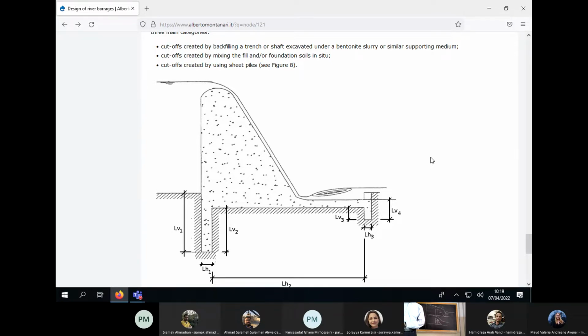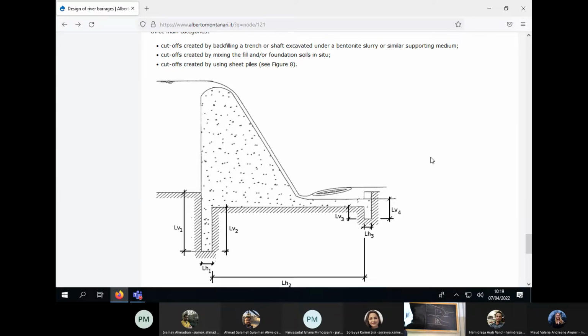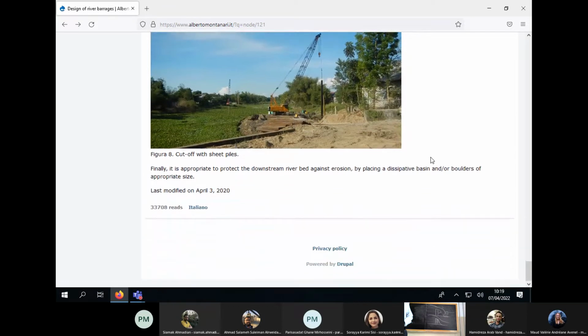Or the cutoff can be created by using sheet piles, like these. You see in this figure, the sheet piles usually are made of iron, of metal, and they are just put into the soil, and these are very much used for levees and also for constructing harbors.